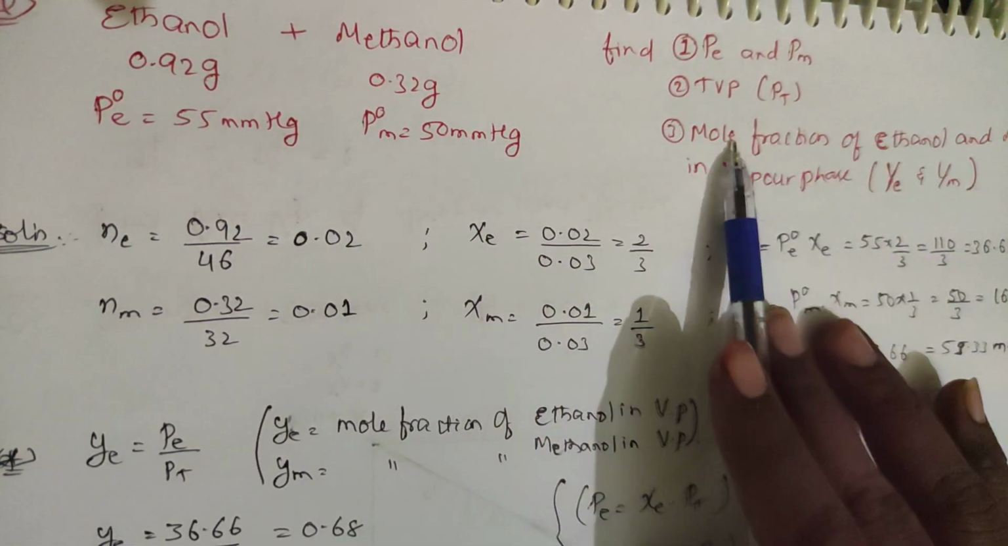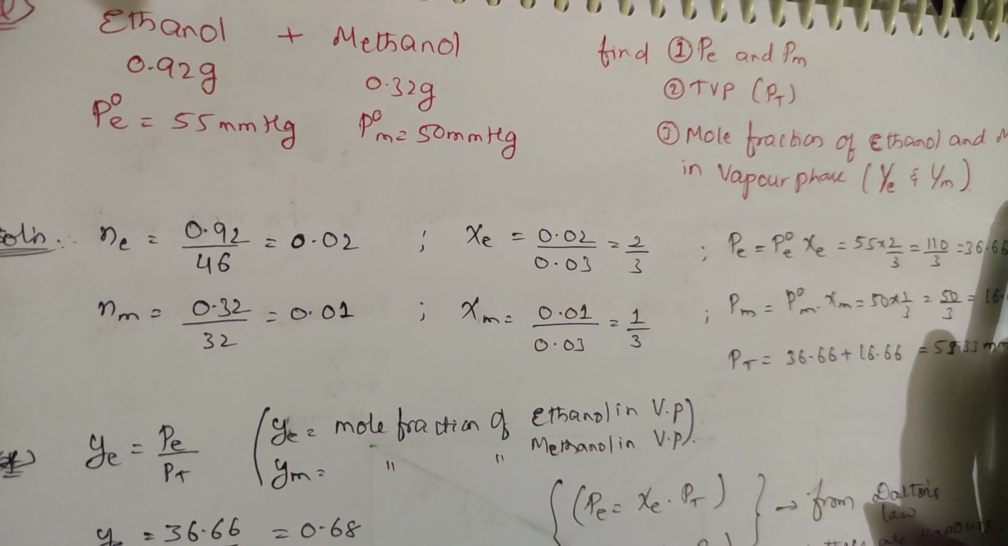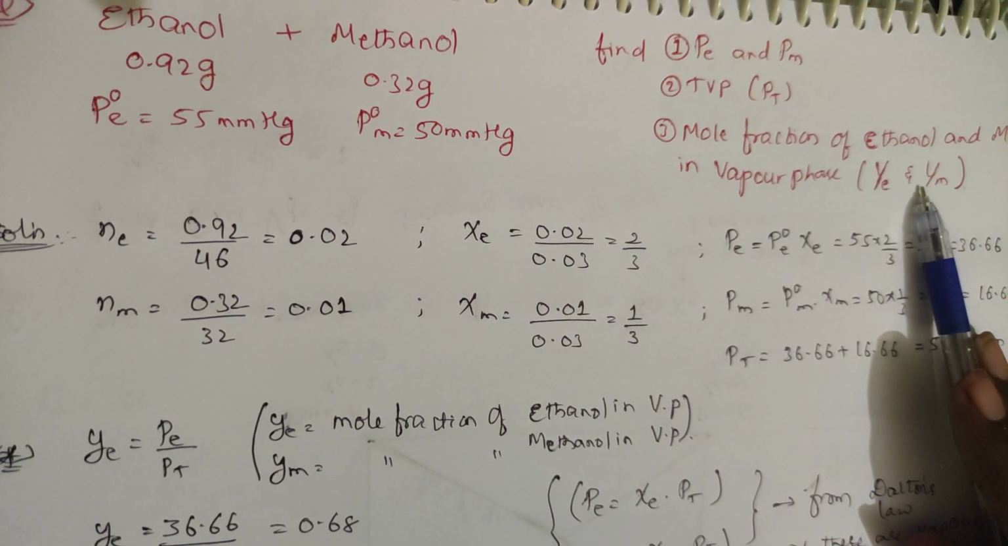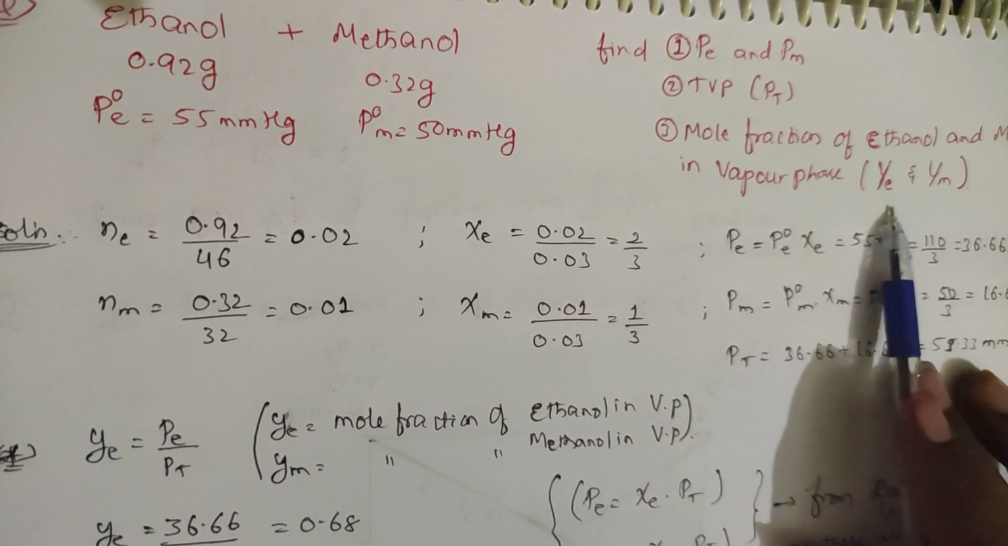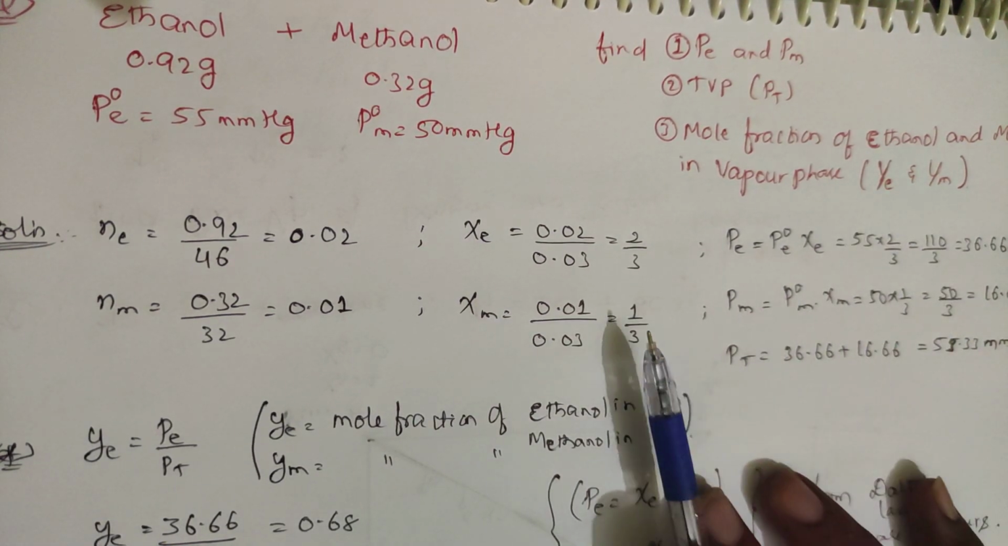This is important. Whatever you have been taking till now, mole fraction, number of moles, all those are in the liquid state. Now he is asking in the vapor phase. I am representing the mole fraction in vapor phase as Ye for ethanol and Ym for methanol. These are mole fractions, right?